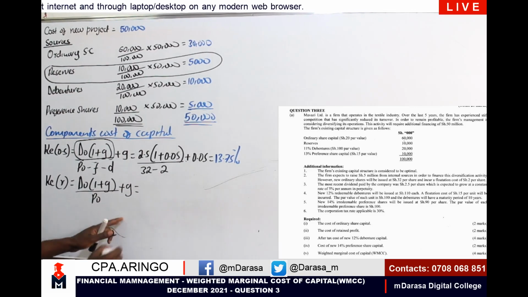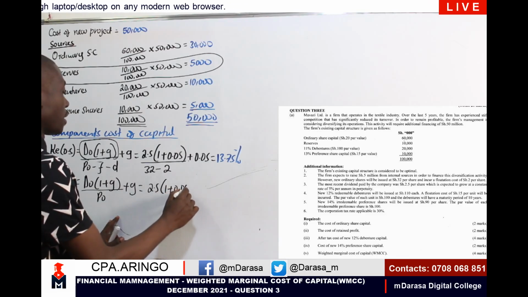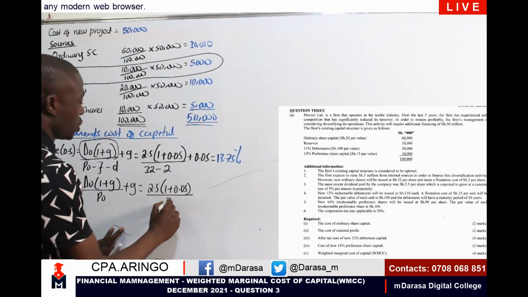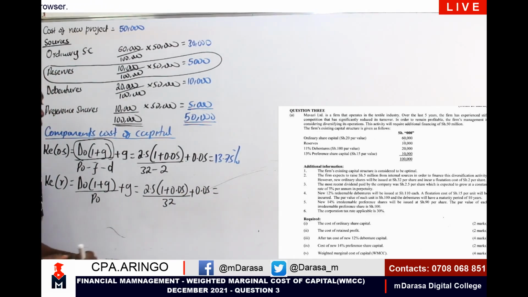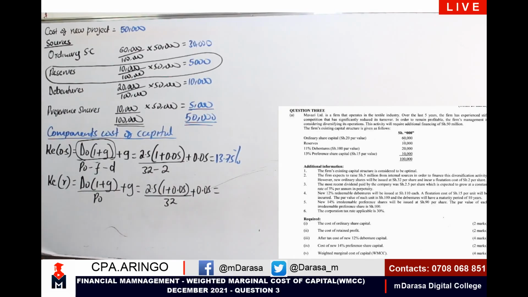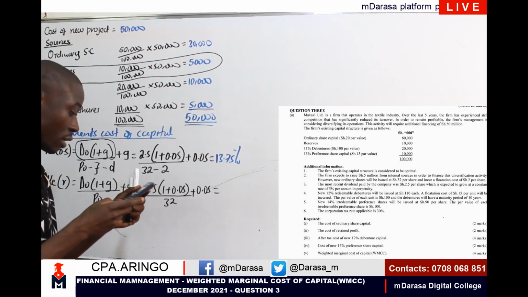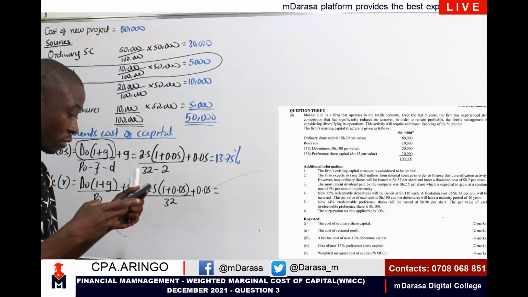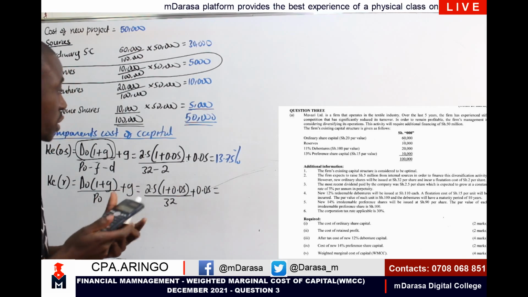So in our case here, I'll just be having the same thing, 2.5 times 1 plus 0.05. This time round, I won't deduct flotation cost. I'll just be having the 32. We add our growth rate, 0.05. So basically at that point, how much will you be having? I should be talking of 2.5 times 1.05, divided by 32 plus 0.05. In this case, of course, I'm getting 13.20%.